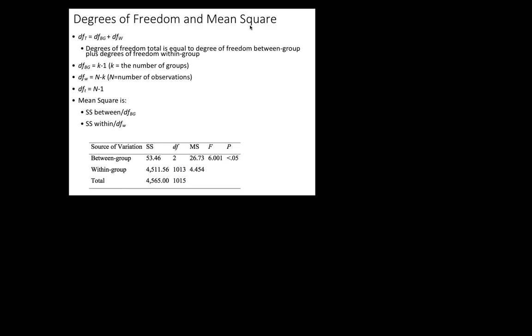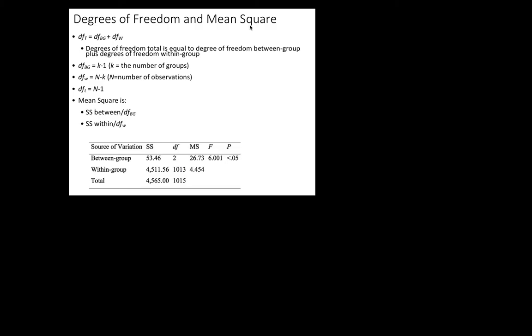And we have degrees of freedom that look very similar to what we had before. Total degrees of freedom are equal to degrees of freedom between group plus degrees of freedom within group. And degrees of freedom between group is equal to number of groups minus one. So in our case, it would be equal to two, right? We have Democrat, Independent, and Republicans. So our degrees of freedom is going to be equal to two for between groups.